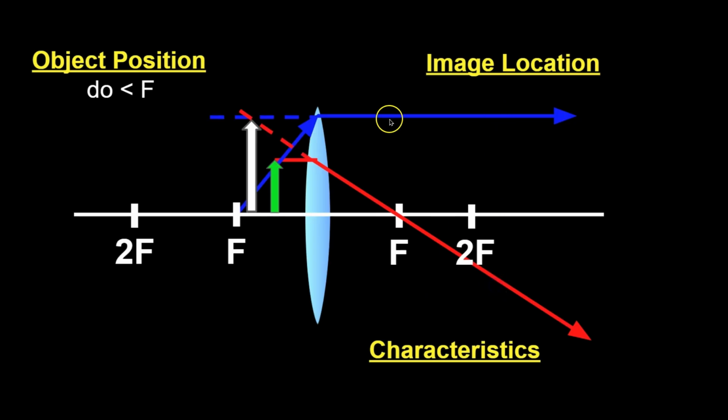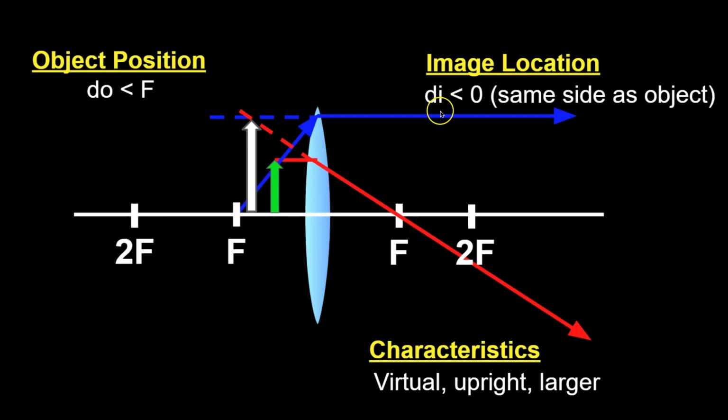So what we're going to do is we're going to extend these two rays backwards, and notice where they meet. That is going to be where our image is located. Notice that the image is on the same side as the object. And so we say that the image distance is going to be less than 0. It's going to be on the same side. It's going to be negative on the same side as the object.